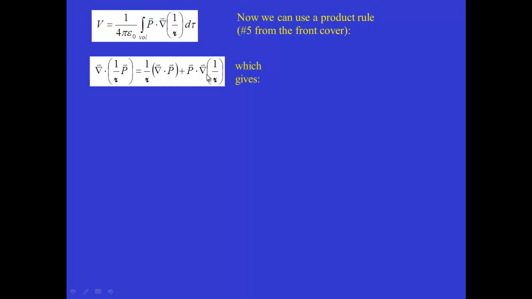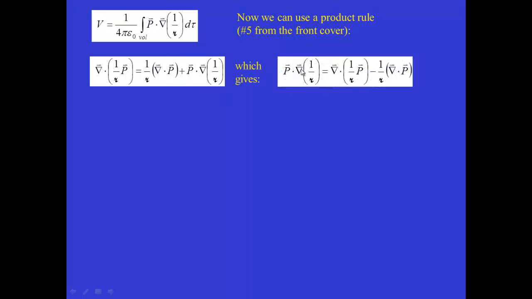So we'll solve for that term, the P dot gradient of 1 over r, and that gives us this expression. Note that there's a minus sign in here now because we solved for the second term on the right hand side, and this can be substituted directly into the integrand.